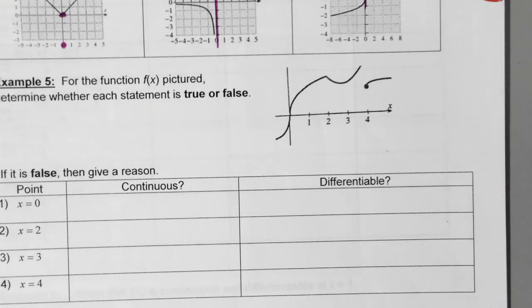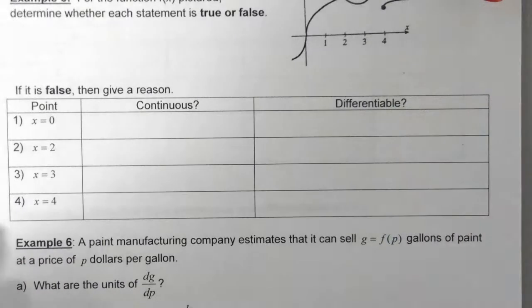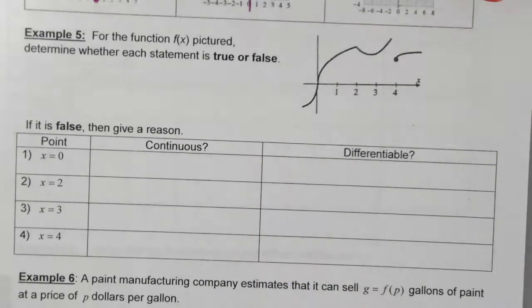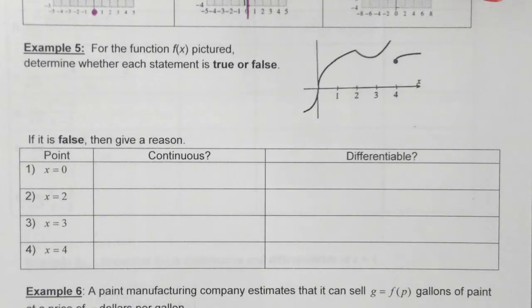Okay, or not continuous, and then differentiable or not differentiable, and we need to state why. You can't just say yes or no. All right, so you're given this graph. You have no idea what the function is, and what we want to do is just to determine if the function is continuous or differentiable, and if it's not, we need to state why.